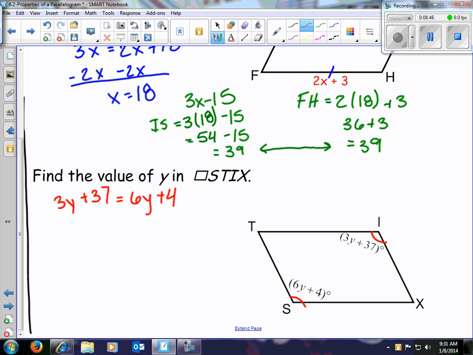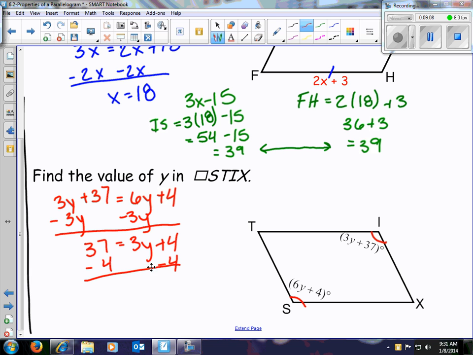6y plus 4. So now I'm going to take minus 3y from both sides. So then I have 37 equals 3y plus 4. And I'm going to subtract 4 from both sides. So then I have 33 is equal to 3y. Divide both sides by 3. And 11 is equal to y. So I know that my value for y is equal to 11.